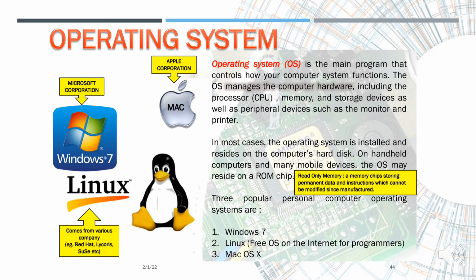Operating system. The short name for operating system is OS. Okay, we are familiar with the name OS. So OS is actually operating system, which is the main program that controls your computer. They control the printer, they control the other hardware devices. So that is an operating system.